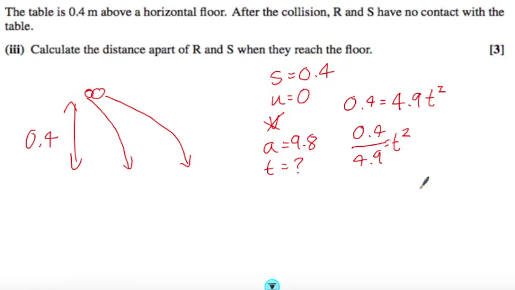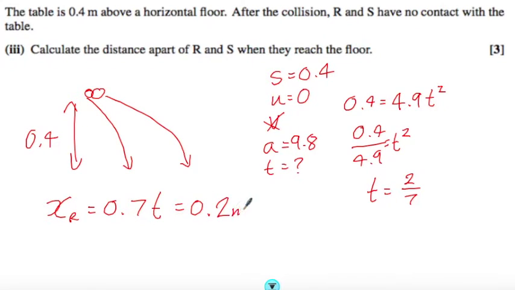If I square root that, we get T equals 2/7. So they're going to hit the floor after 2/7 of a second. And then if we think horizontally, how far have they travelled? Well, let's say XR because it's horizontal. R was travelling at 0.7, so that will go 0.7 T, or in other words 0.7 times 2/7. So 0.7 times 2/7 is a fifth, so that's gone 0.2 metres.